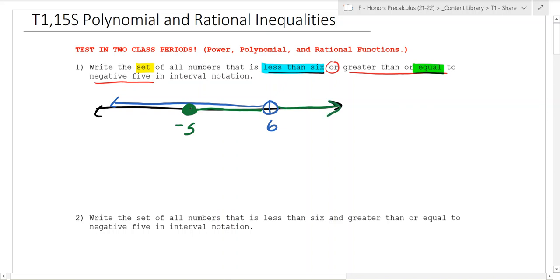So where do those things union? Because that's what or means. That means union. So if you added those two sets of numbers together, what do you get? Well, it covers the entire number line. So if you union these things, you're going to end up with negative infinity to infinity. You could also say all real numbers.